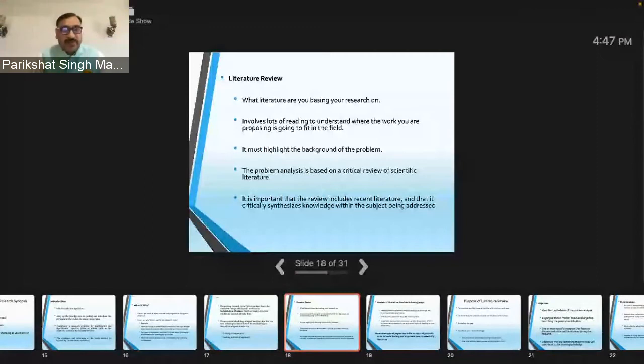Couple of steps that you are involved in review of literature. Obviously, identification of relevant literature through systematic literature review is a very important aspect, but it should be critically read.